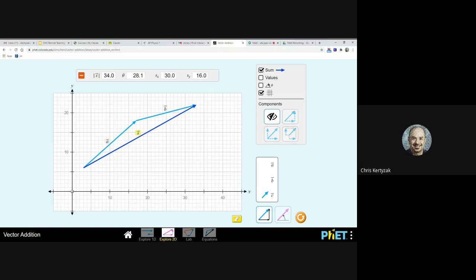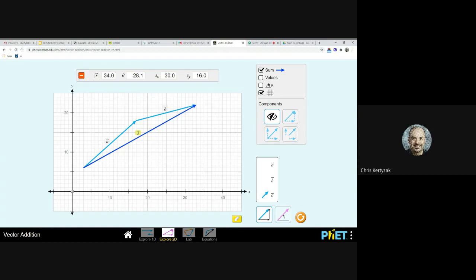And its magnitude is the straight line distance between the beginning, the back end of vector A, to the end, the head of vector B. It's referred to as the resultant. Notice its length is different than the length of A or the length of B, and therefore its magnitude will be different, the numerical value for its length. And its direction is not the same as the direction of A or the direction of vector B.